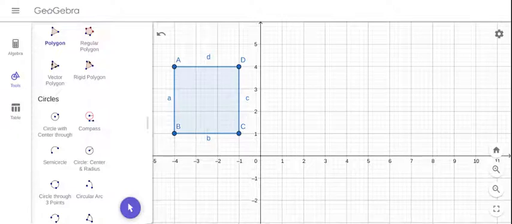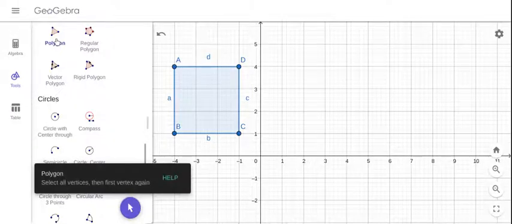And all the opposite sides, that means side AD is parallel to side BC. Side AB should be parallel to DC, right? And that's your square. But then what is the difference in a rectangle?